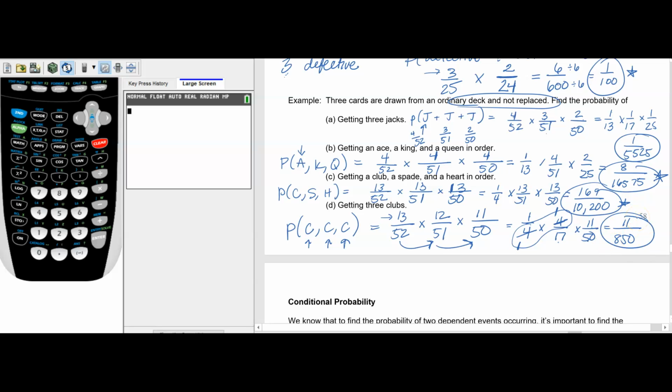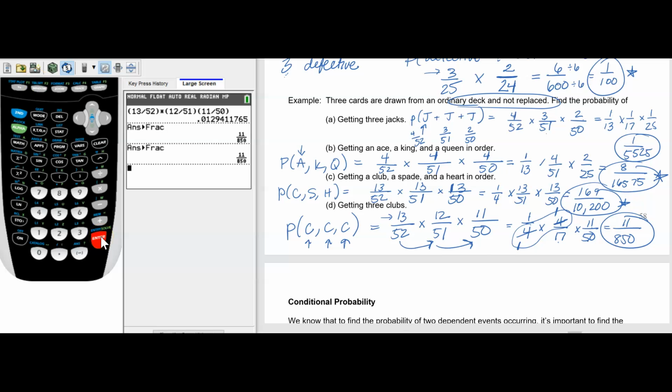And again, you can certainly use your calculator from the very beginning and just do 13 out of 52 times 12 out of 51 times 11 out of 50, and then you can do math, enter, enter, and get 11 out of 850. With the smaller calculators, you can use the N over D button and multiply those, and then use the simplify key. Okay, so last but not least, let's talk about conditional probability.